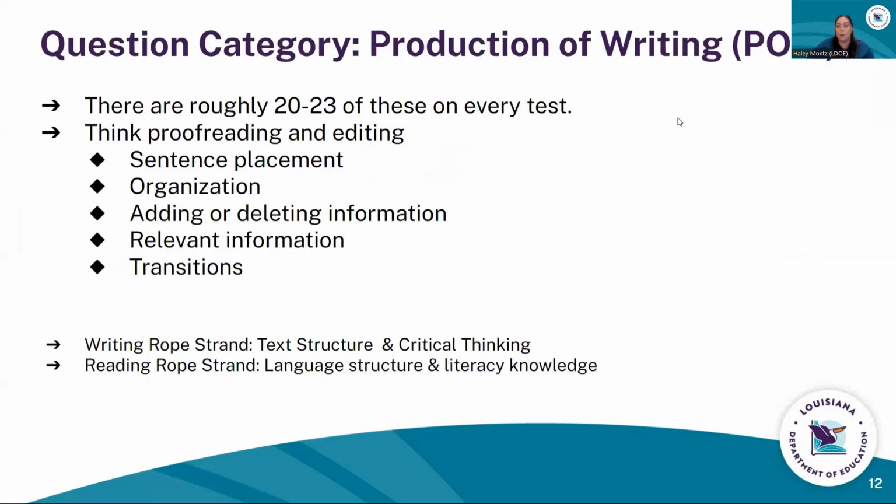So the second category is production of writing, or POW. I typically tell students that for these questions, they should do their best to think like they are an editor, or like they are revising some writing, because that is what they're doing with these questions. These questions make up about 20 questions per test, and they will ask students about adding or deleting information, meaning they will have to evaluate if the information is relevant or necessary to the passage in that particular spot of the text.